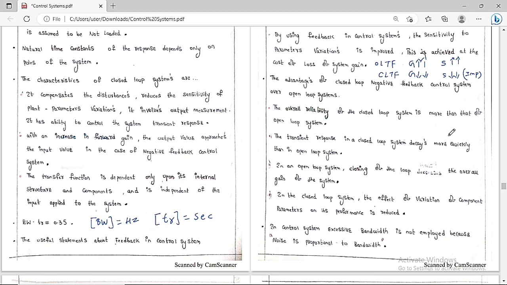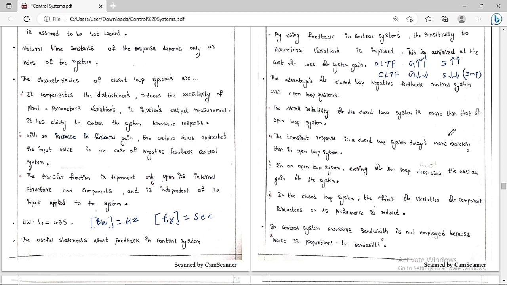See, in the closed loop system, the effect of the variation of the component parameters on its performance is reduced, because even though there are variations in the H(s) and the G(s), still the variation in the output is going to be very less. So its effect is very less.